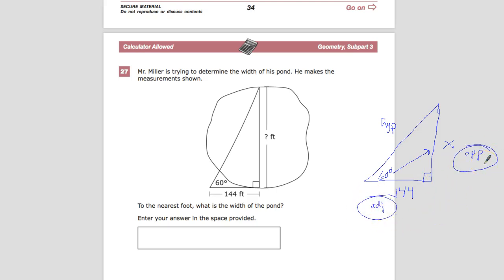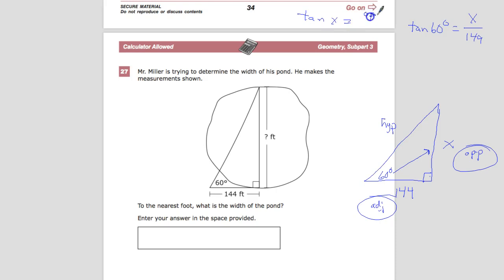The old aardvark sat on Henry's coat and hat, which is how I learned it. So the old aardvark tells the story. Maybe you knew SOHCAHTOA. So the TOA would be tangent 60 degrees is equal to x over 144, because it's opposite over adjacent.